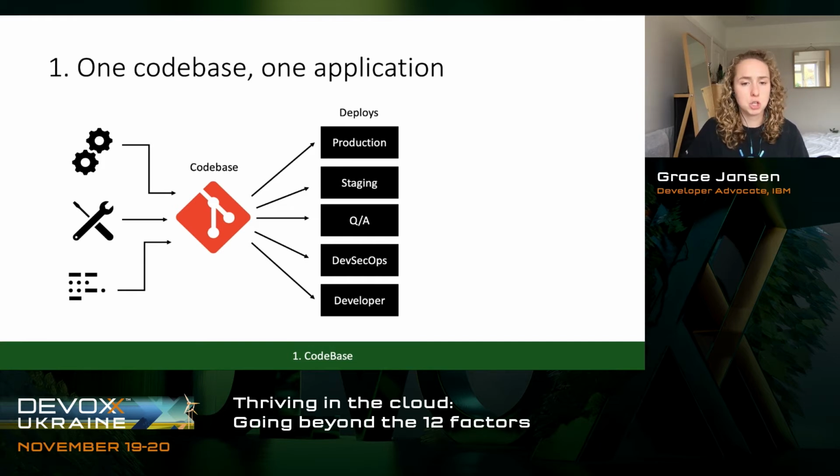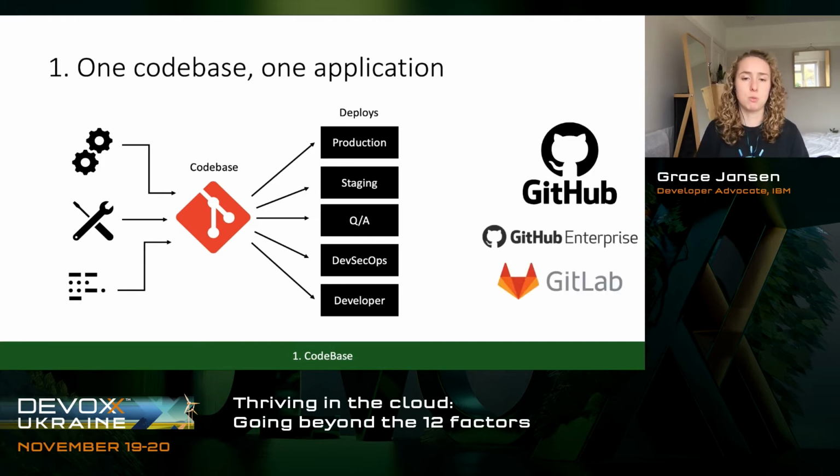So how can we achieve this? Well, through Git repositories. Whether you're using GitHub, GitHub Enterprise, or perhaps GitLab, or there are alternatives. Maybe you're using Bitbucket or Launchpad, or maybe you're using a cloud alternative like Google Cloud Source Repositories or AWS CodeCommit. By utilizing these Git repositories, we can enable this factor, having a one-to-one relationship between application and codebase, and a one-to-many relationship between codebase and all of our deploys.